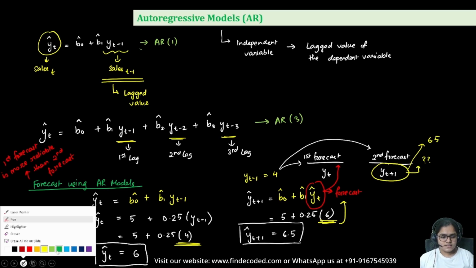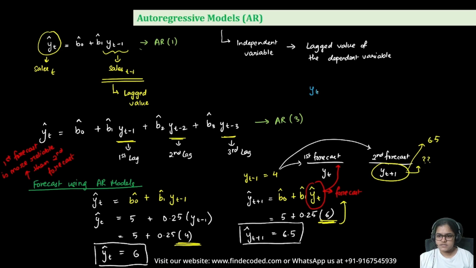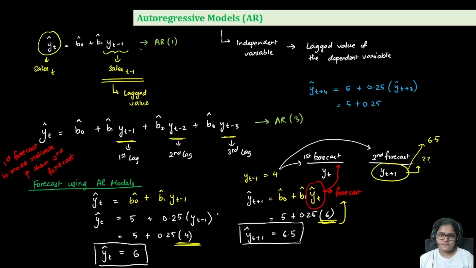Now, if I tell you that I want to calculate what is the sales for, let's say, the fourth year, for example. So I have this equation 5 plus 0.25. Now here I need sales of the third period. So in order to forecast sales of the fourth year, I need first sales of the third year. So first I'll have to find sales of the third year. How will I find that? Right now I have sales of the next year. I have the sales of t plus 1. Then I'll have to calculate sales of t plus 2. Then using t plus 2, I'll have to calculate sales of t plus 3. And that t plus 3 I will input over here. Then I will get t plus 4.